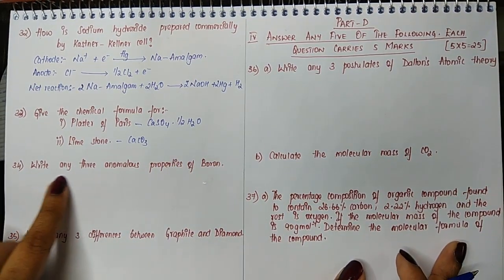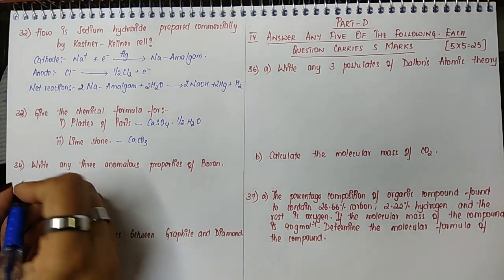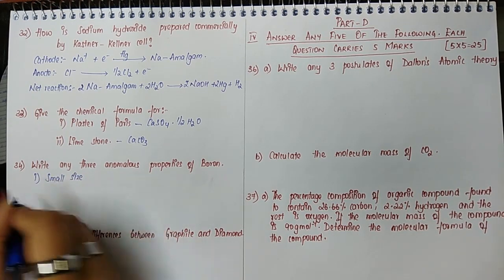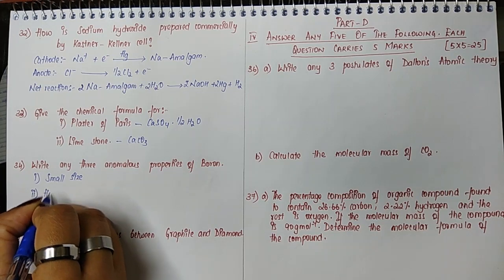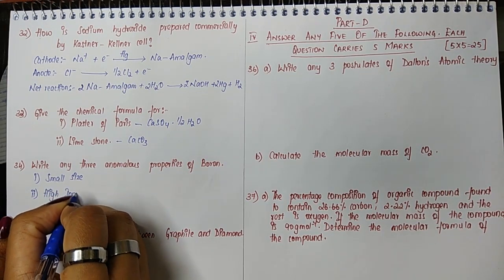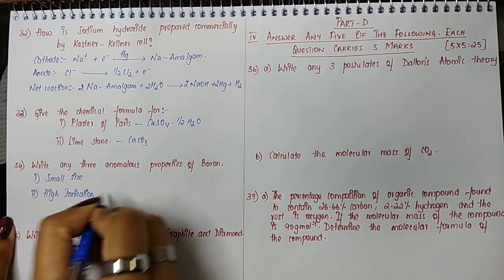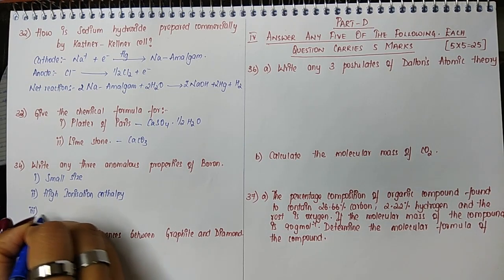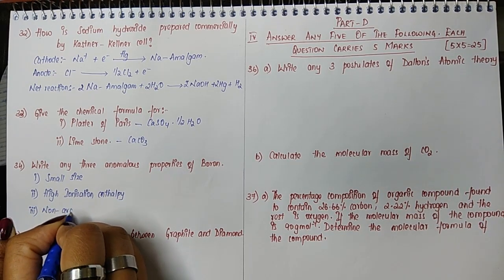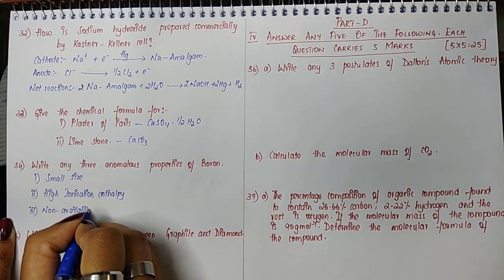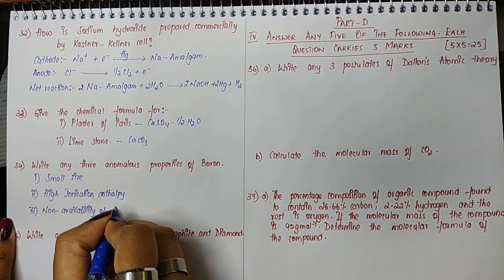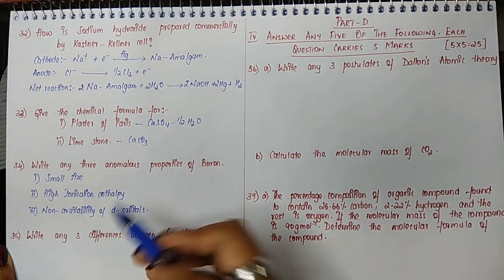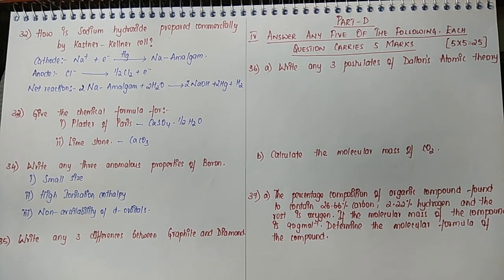Now question number 34 is write any 3 anomalous properties of boron. So simple 3 properties we can write. One is small size. Second one is high ionization enthalpy. Third point is non-availability of d orbitals. So 3 points for 3 marks. Small size, high ionization enthalpy and non-availability of d orbitals.